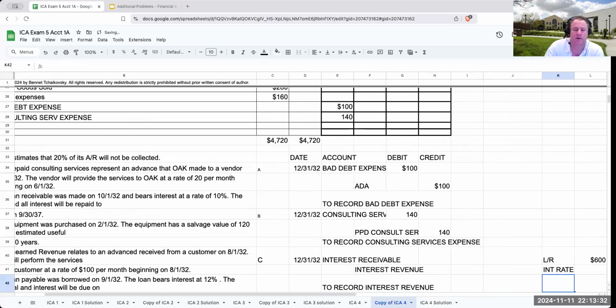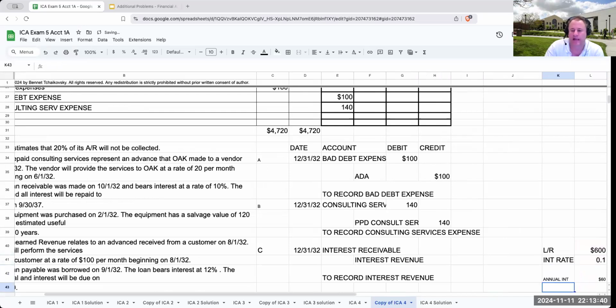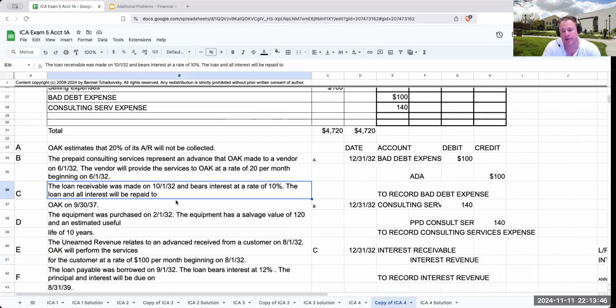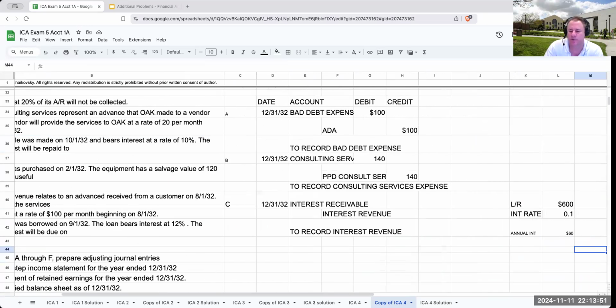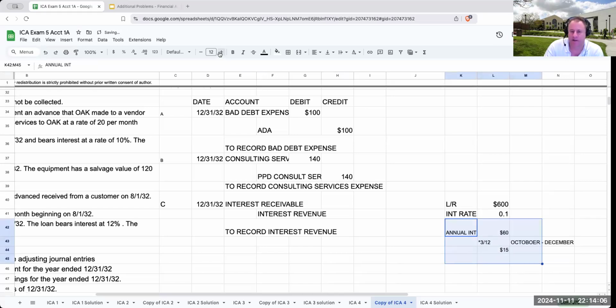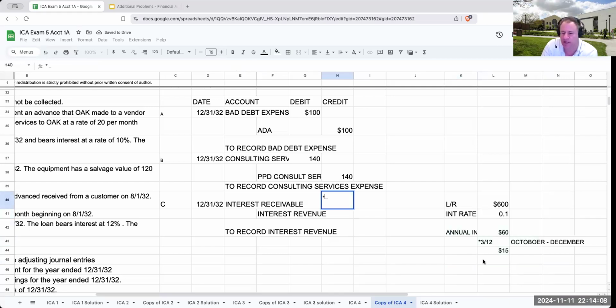Whenever I see an interest rate, it is always going to be an annual rate. So my interest rate is going to be at 10%. My annual interest is going to be at 60, right? However, I only loaned out the money for 3 months, October, November, December. So what I'm going to need to do is multiply this by 3/12, or October through December. And I'm going to get 15. So this is going to be the amount of my interest receivable and then my interest revenue.